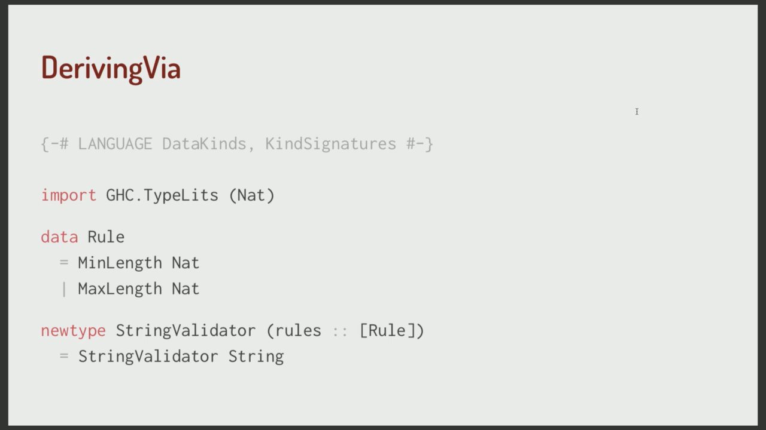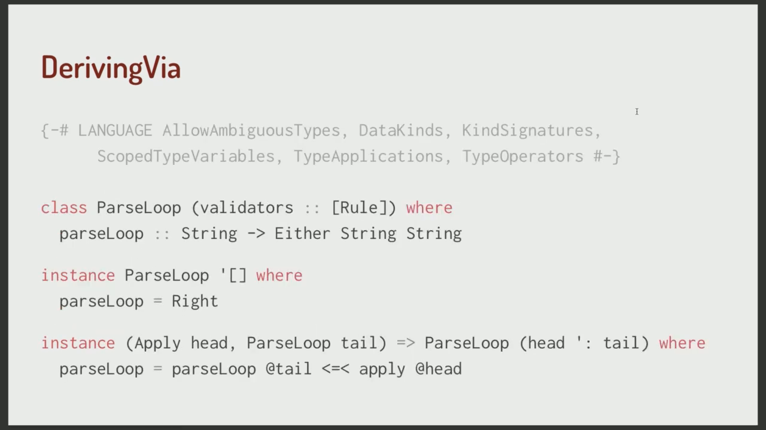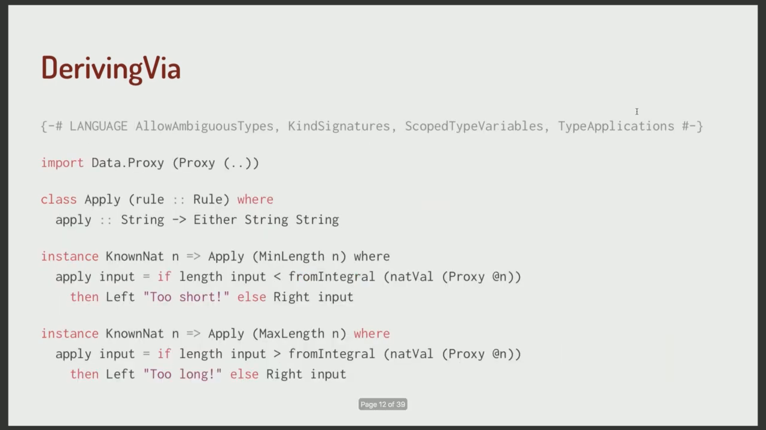If I define this new type around a string that is indexed by some rules using some magical data kinds, and define some validation rules here, I can then write a class that loops over a list of type-level validation rules and applies each one to some input. And then using this apply type class, I can pull the nat out of the type and use it here to do some actual validation. So too short, too long.